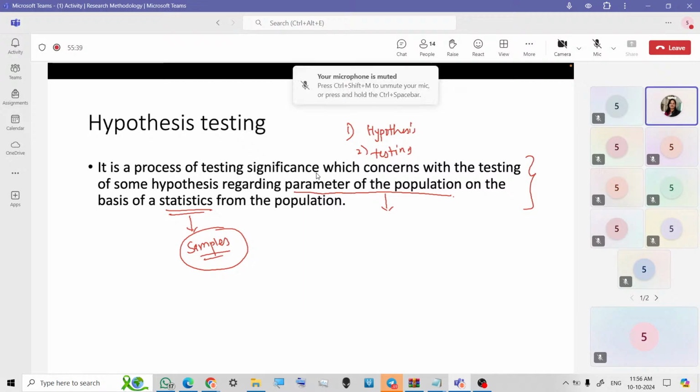Hypothesis is basically finding out the truthness regarding the population parameters on the basis of sample statistics which is extracted from the population. Please note this definition of hypothesis testing.